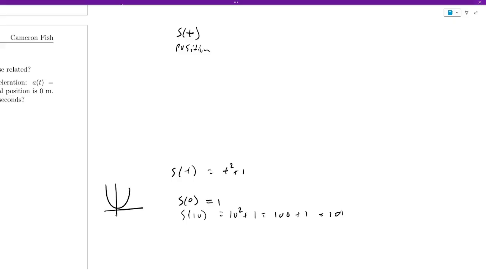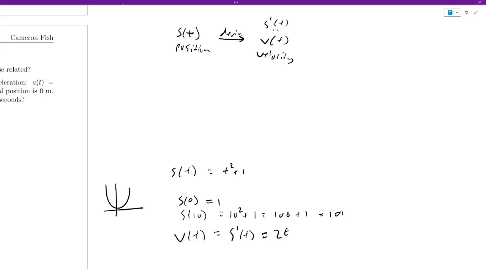Something we learned from 251 is that I can actually take the derivative of position, and I'm going to get velocity. So I might say s prime of t if you want, but people usually write v for velocity. And the velocity is like the speed, right? How fast it's going, and also what direction it's going. In this example, my velocity is the derivative of my position. So I can just do the derivative. It's 2t plus 0, so 2t.